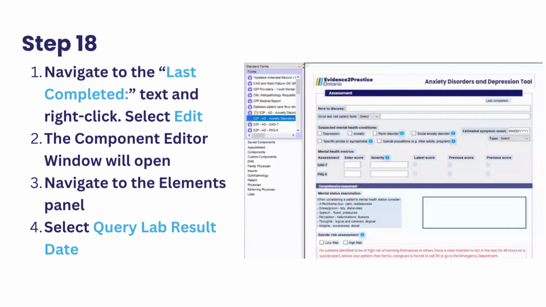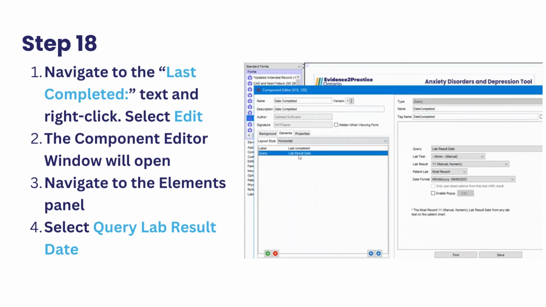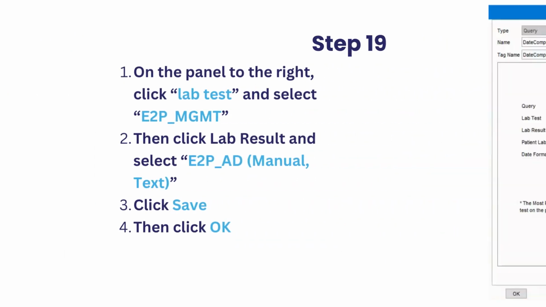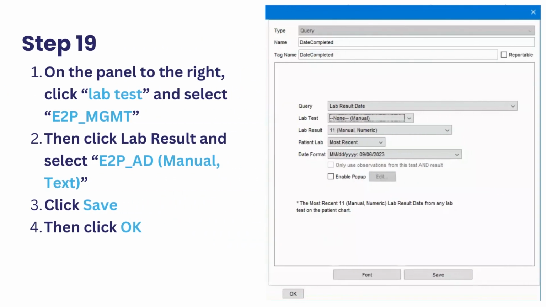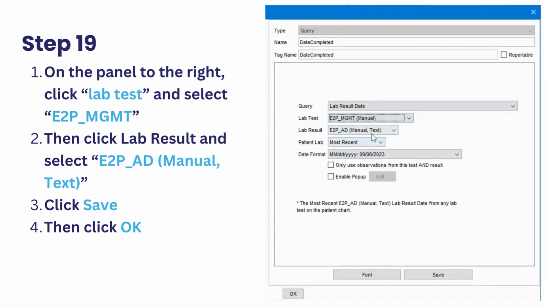Step 18. Navigate to the last completed text, right-click and select Edit. The component editor window will open. Navigate to the Elements panel and select Query Lab Result Date. Step 19. On the panel to the right, click Lab Test, then select E2P_MGMT in the dropdown. Then click Lab Result and select E2P_AD. Click Save, then click OK.